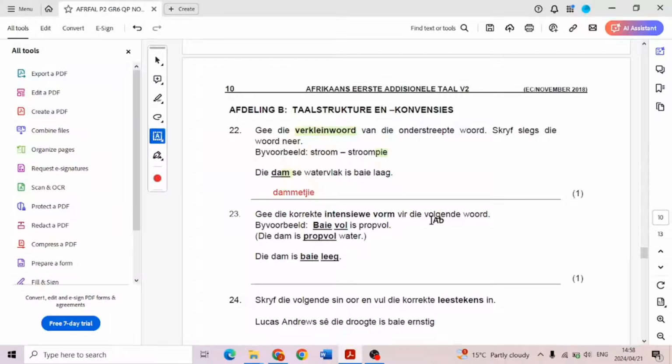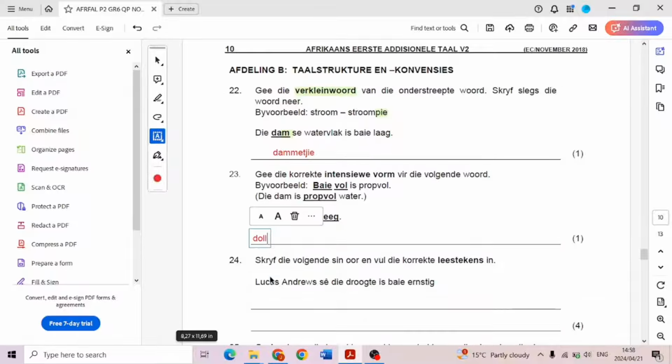So in this case, they're asking about leeg, and the answer for this is dolleeg. Okay. The reason why I know this is because it's just one of those things you need to fall in love with. Do you get what I mean? The easier you find it, the more in love you fall with it, the easier it will be for you.